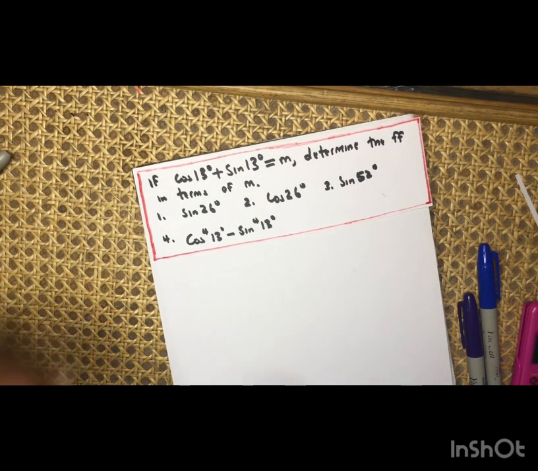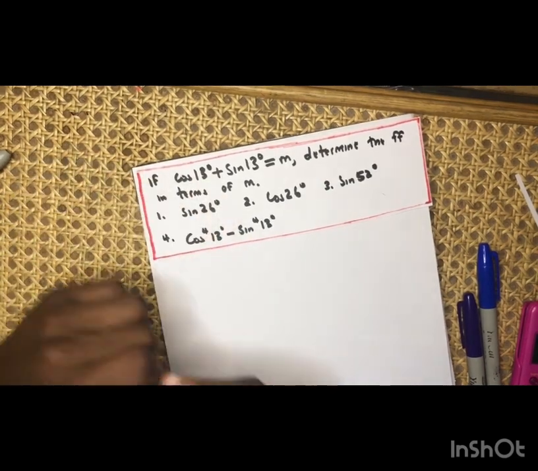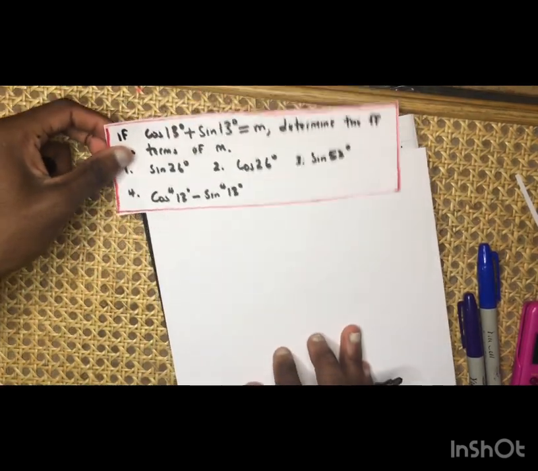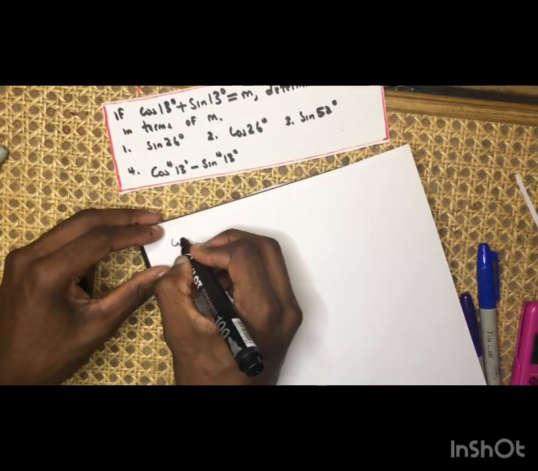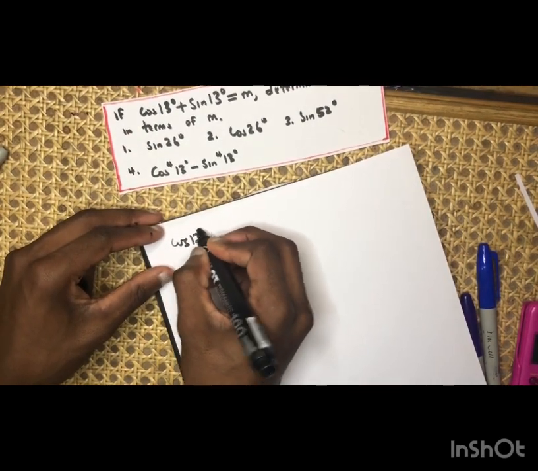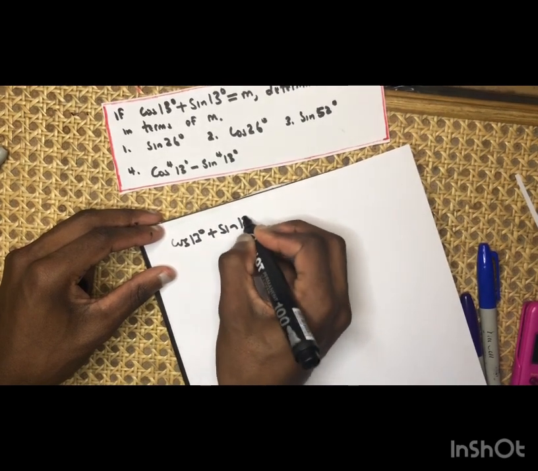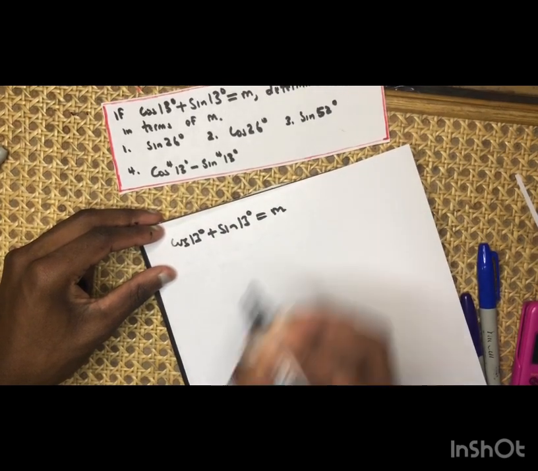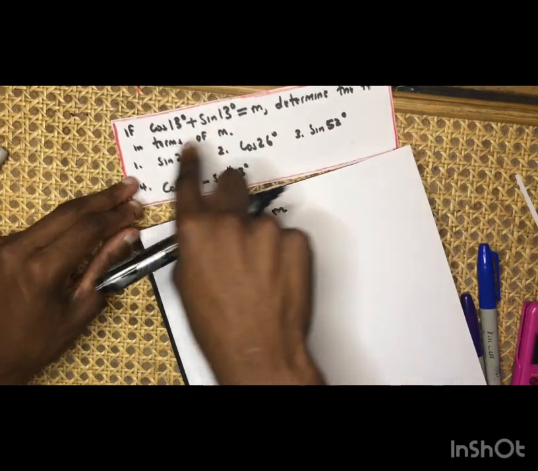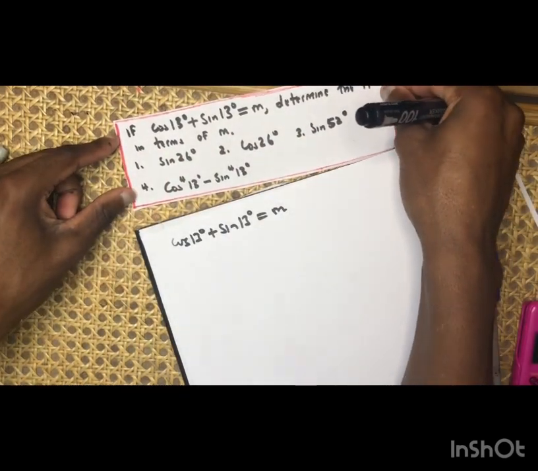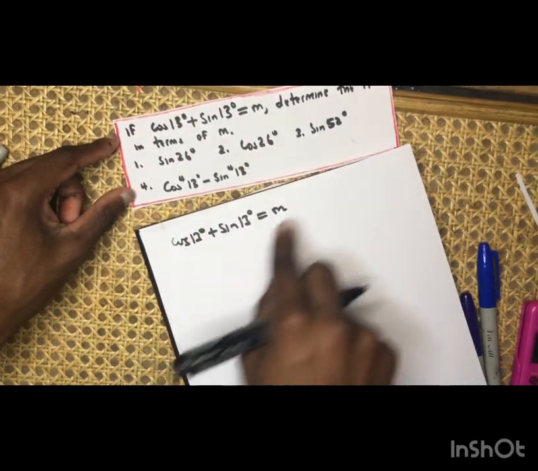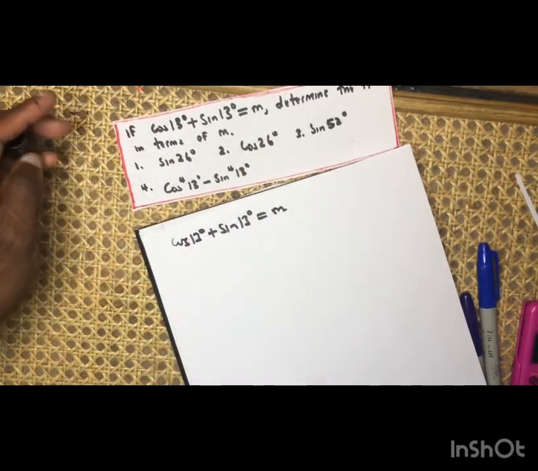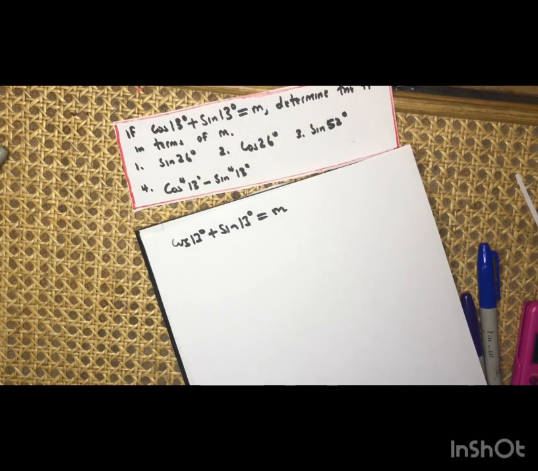So guys, I'm going to do number 1, number 2, number 3, then number 4, then we are done for the day. So guys, if cos 13 plus sine 13 equals m, right guys, so strange but interesting. Cos 13 plus sine 13 is equal to m. Determine the following in terms of m. 1, sine 26. 2, cos 26. 3, sine 52. 4, cos to the power 4 of 13 minus sine to the power 4 of 13.